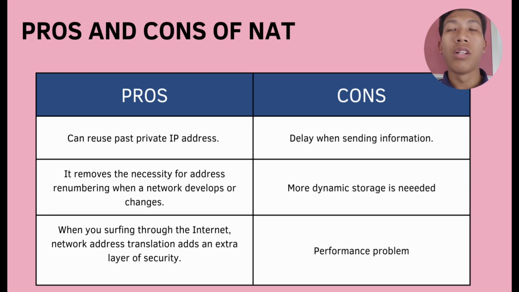There are also several pros and cons of network address translation. Its pros is network address translation can reuse its past private IP address to assign it to another device in our house. Other than that, it also removes the necessity for addressing or renumbering when a network develops or changes. When we are surfing through the internet, the network address translation will add an extra layer of security, because the network address translation acts as a barrier or a firewall between the public internet and our private internet.